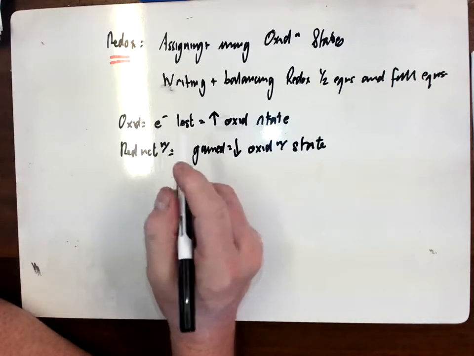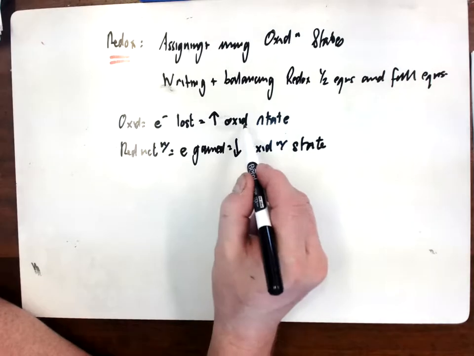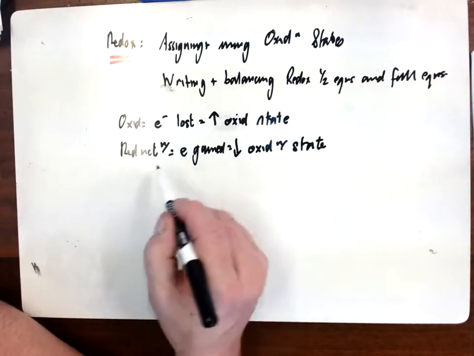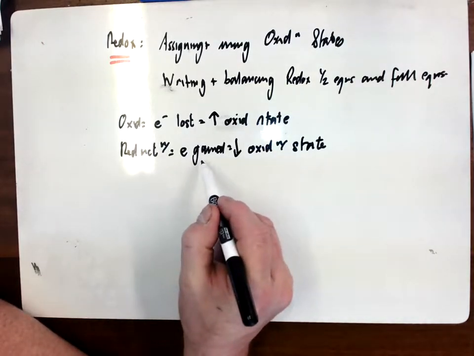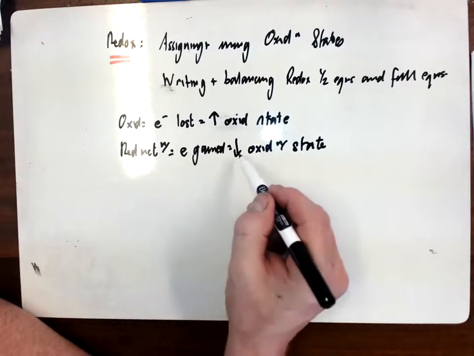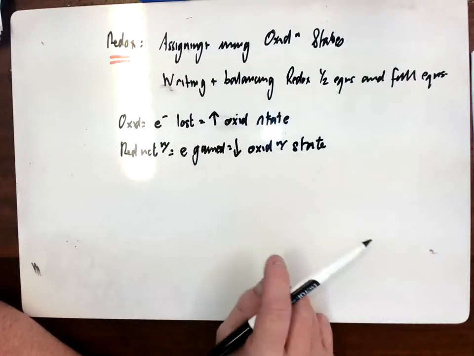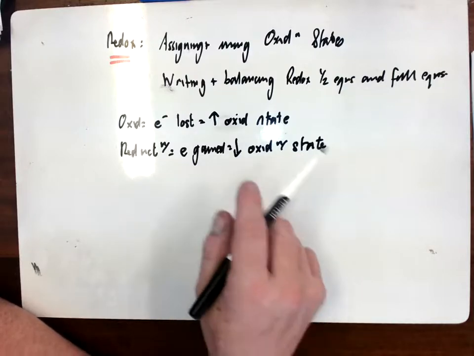So if we just remind ourselves first of all in terms of redox, oxidation is when electrons are lost, and this can be represented by an increase in the oxidation state, the oxidation number. And reduction then is when electrons are gained by something, and this is represented by a reduction or a lowering of the oxidation state of that thing. So bear that all in mind.